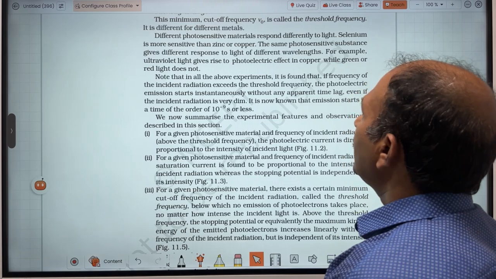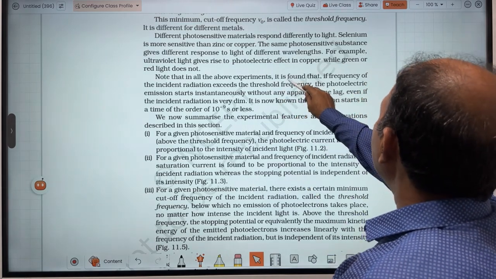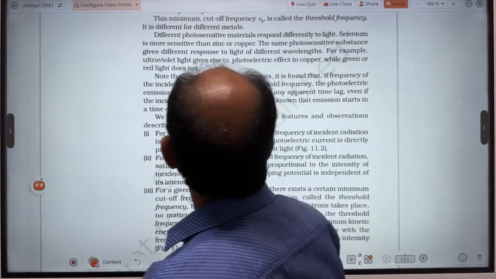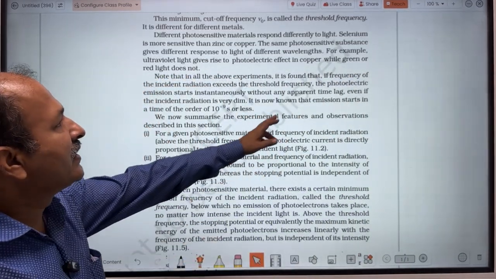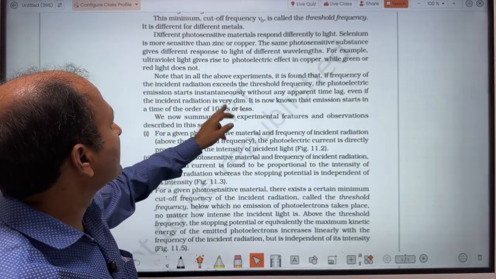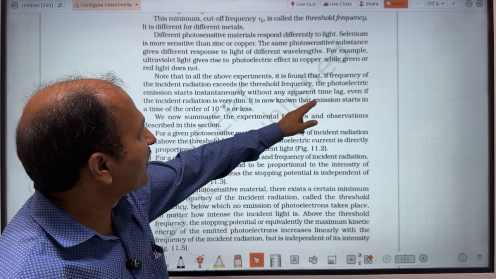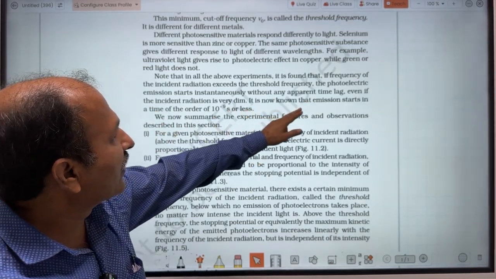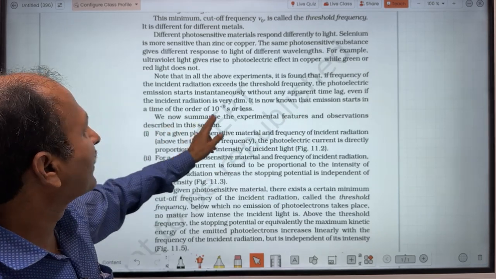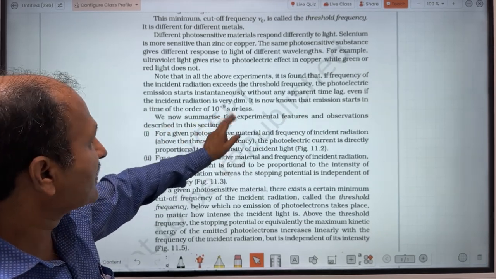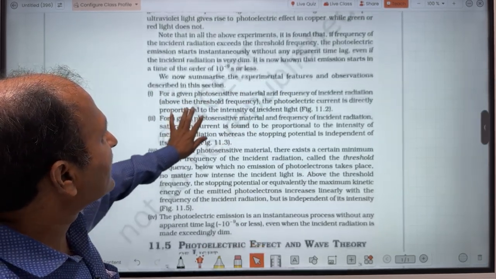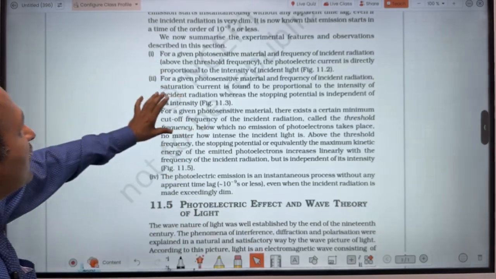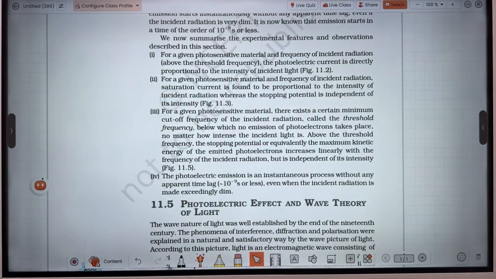Note that in all the above experiments, it is found that if the frequency of the incident radiation exceeds the threshold frequency, the photoelectric emission starts instantaneously without any apparent time lag, even if the incident radiation is very dim. It is now known that emission starts in a time of the order of 10 power minus 9 seconds or less. So let's see the result. We can summarize these points. You have to memorize them. They are very important.